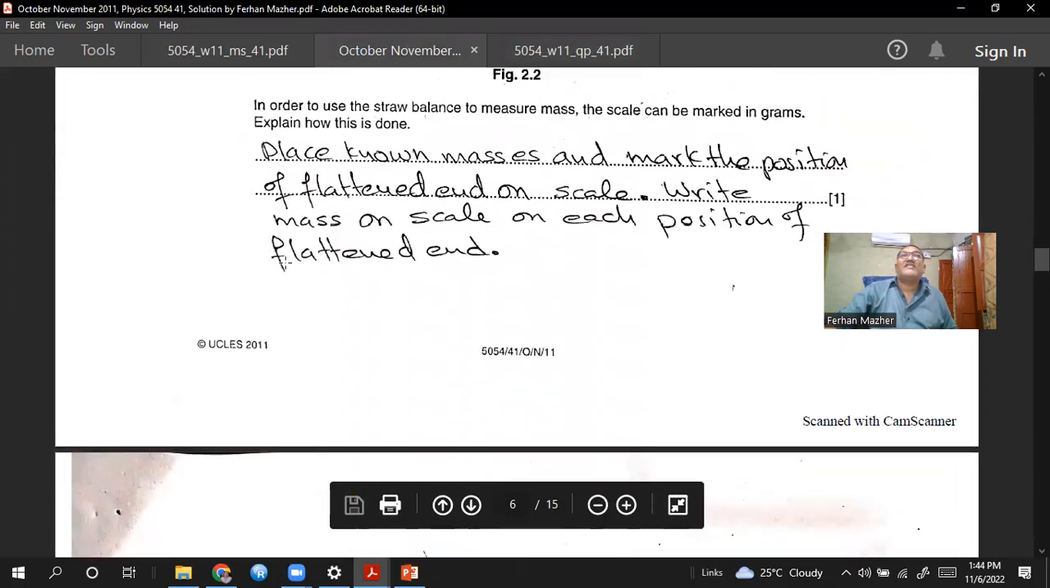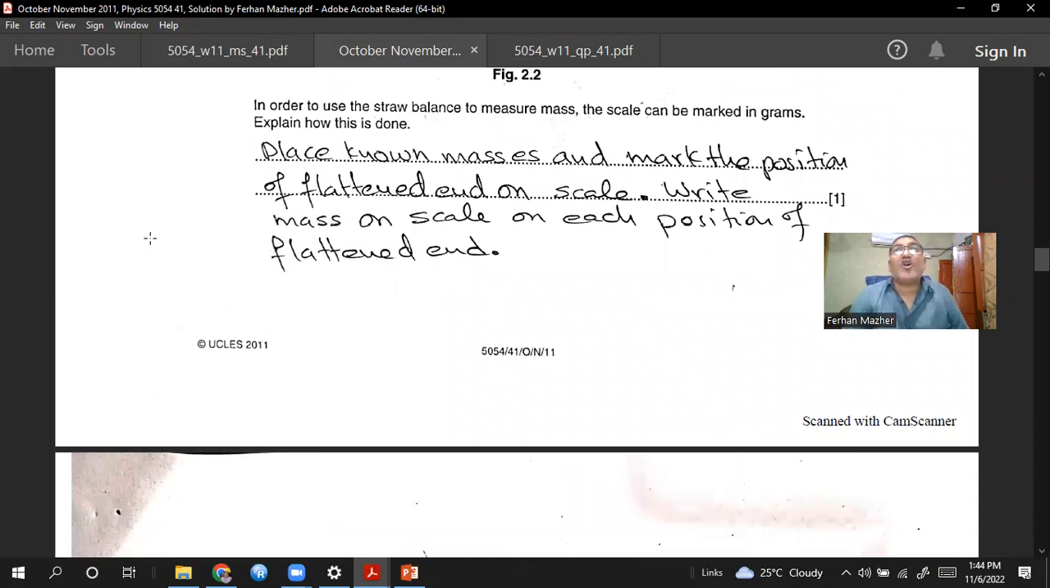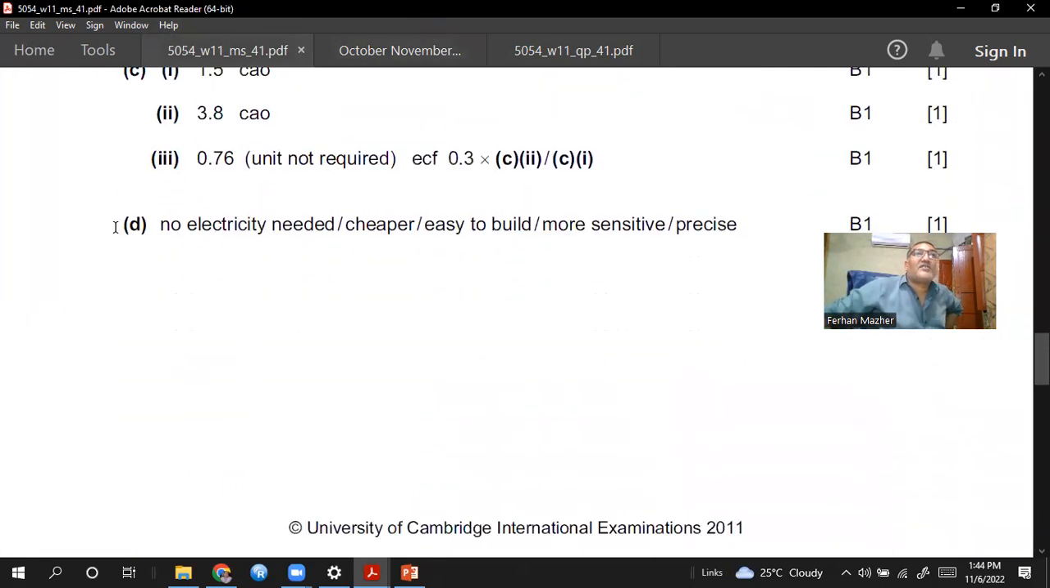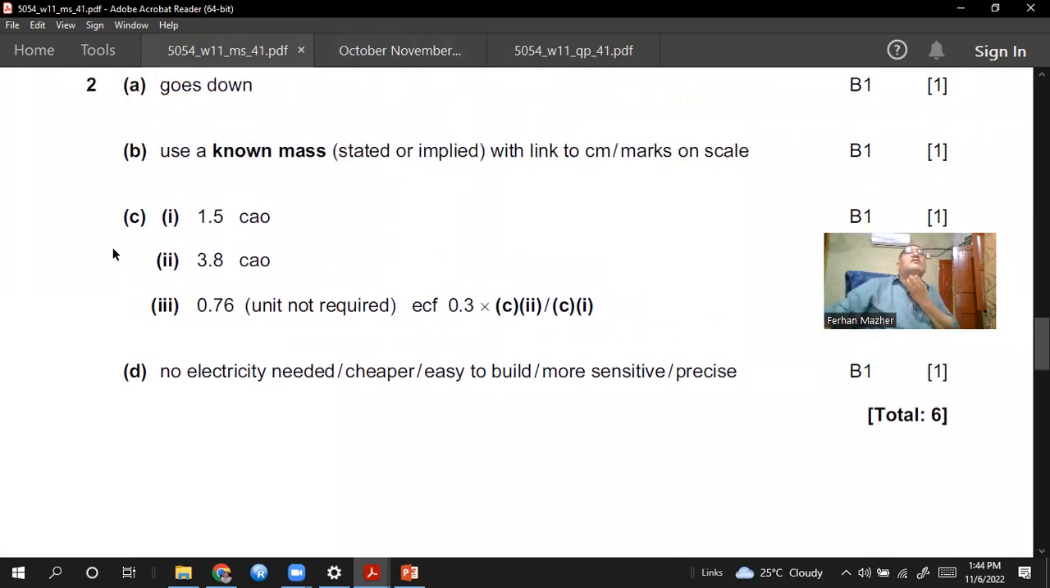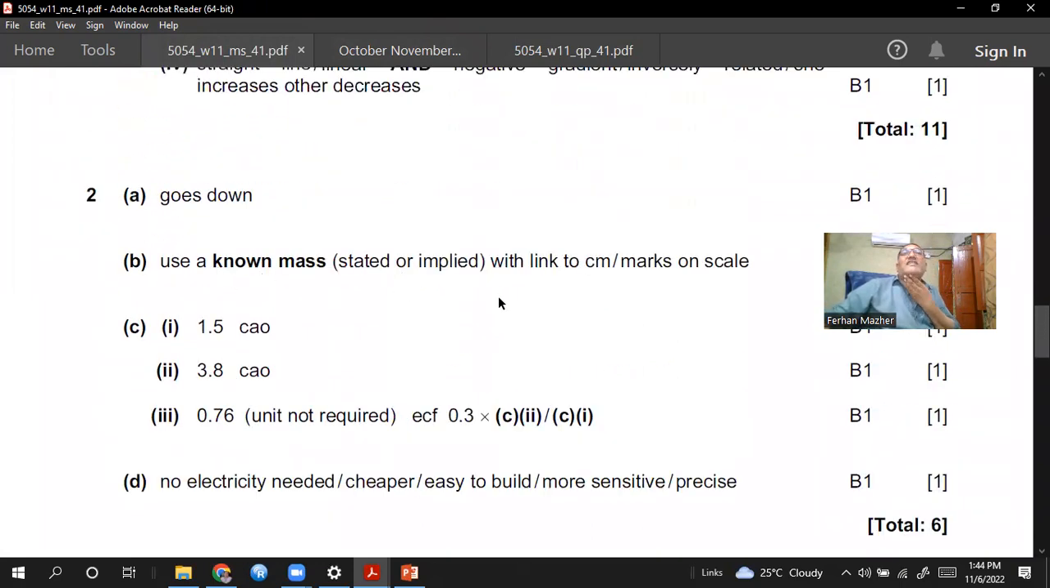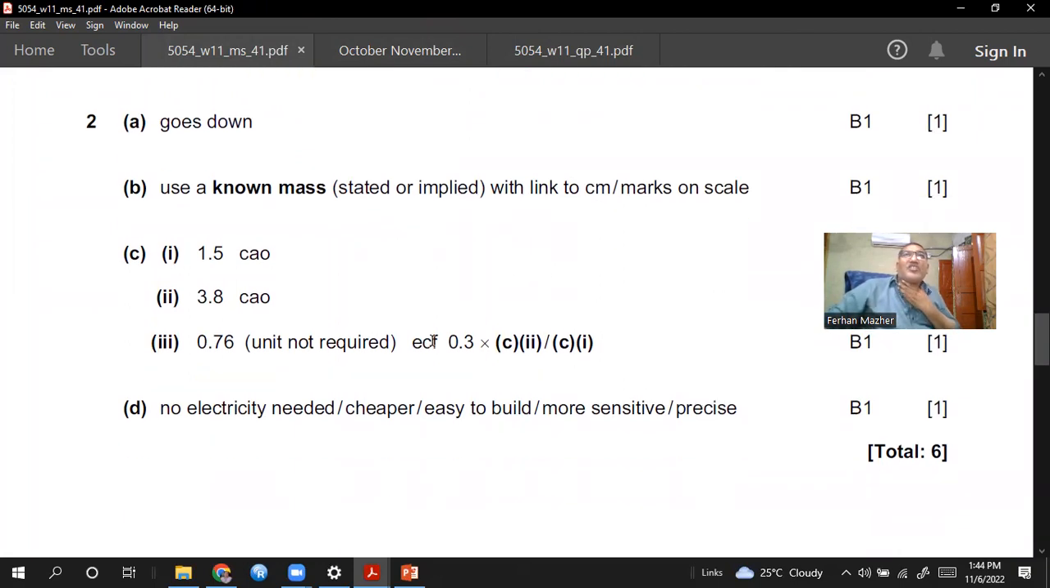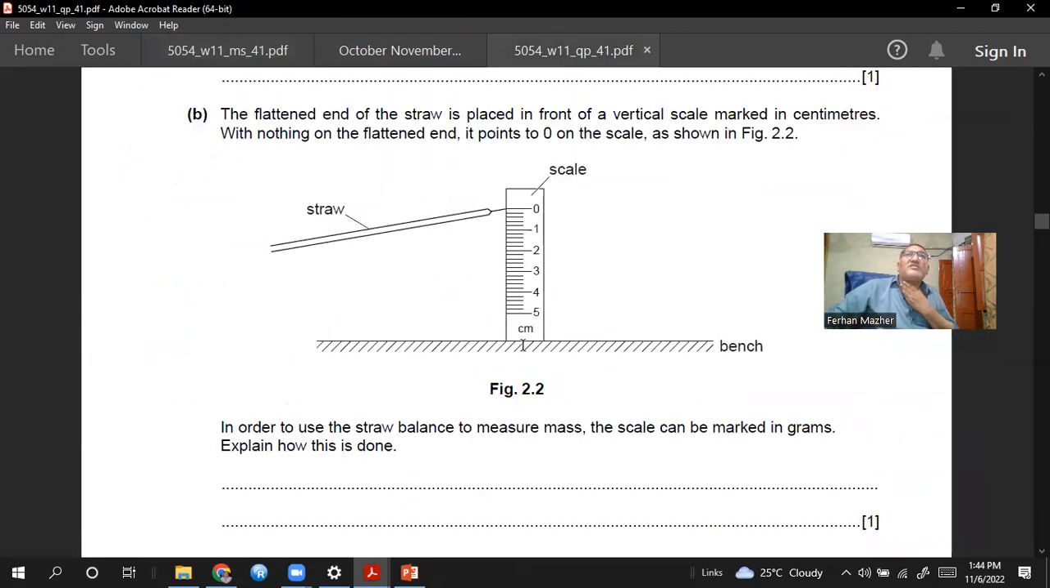Okay, so this is my answer. Place known masses and mark the position of the flattened end on the scale. Write the mass on the scale at each position of the flattened end. So whatever the known mass you have put there, whatever the position of the flattened end, just put a mark on the scale and write its mass there. So this is how you write it. Use a known mass stated or employed with link to centimeter marks on the scale. Okay, so this is how you do it. This is the marking scheme of question number 2.